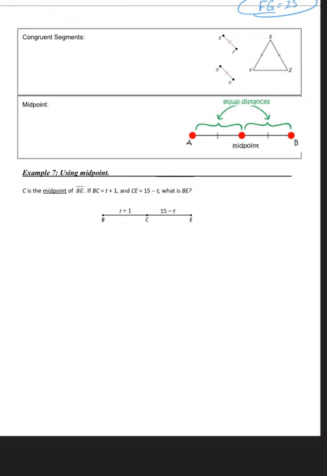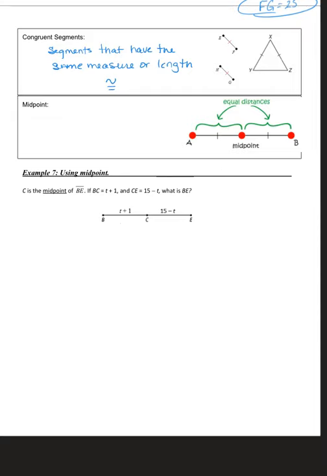Okay, the final thing we need to talk about, there's 2 more vocabulary words. The first word here is congruent segments. So these are just segments that have the same measure or the same length. Now, there's an abbreviation for congruent. It's basically a squiggly with an equal sign. That's the easiest way to remember it.